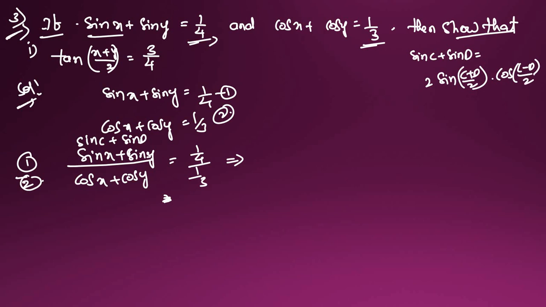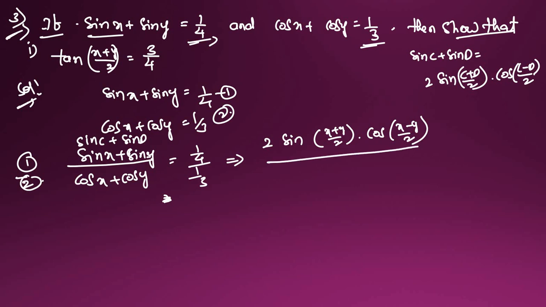This we have to use in the numerator. What will come? 2 sin (c plus d)/2, that is, x plus y by 2, cos (x minus y)/2. So divided by, what will be there? Cos c plus cos d.